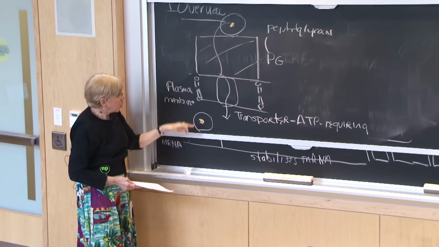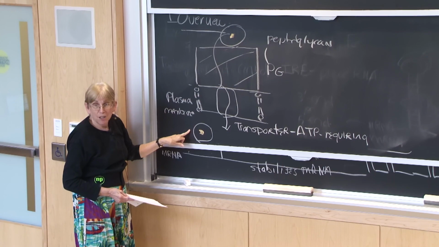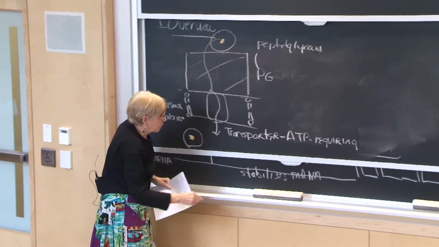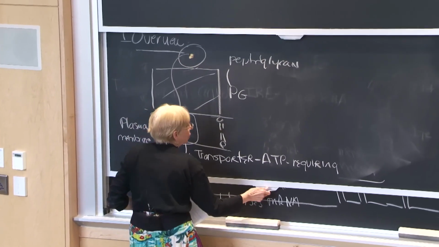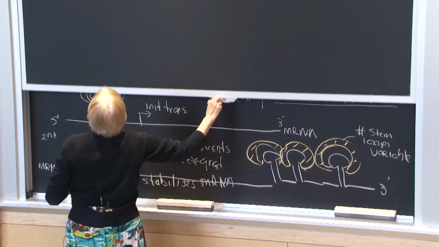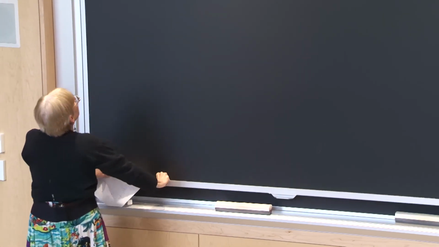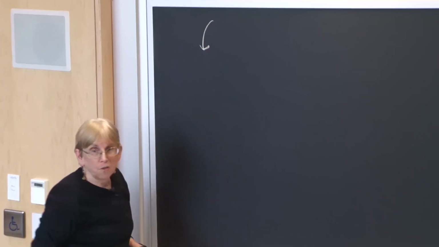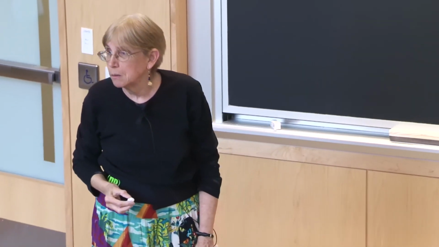Okay, so how would you get the iron out of the siderophore? I'm going to push this up and I'll come back down again. So how do you get the iron out of the siderophore? Of course, what that depends on is the reduction potential of the iron.